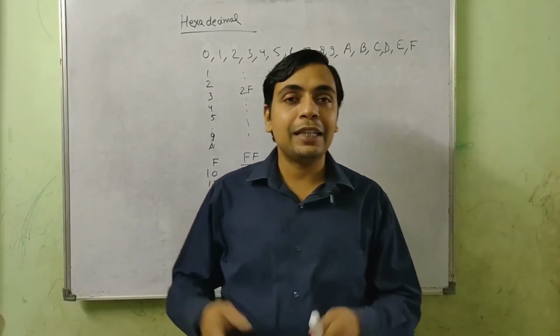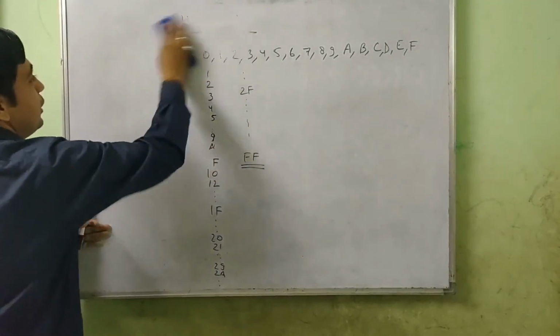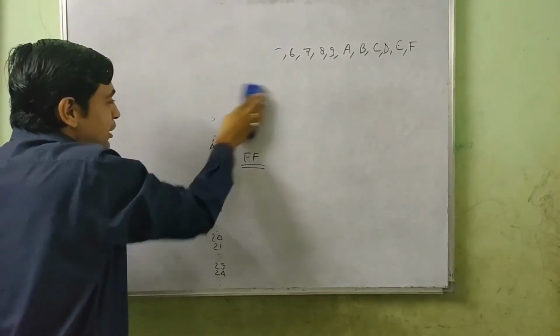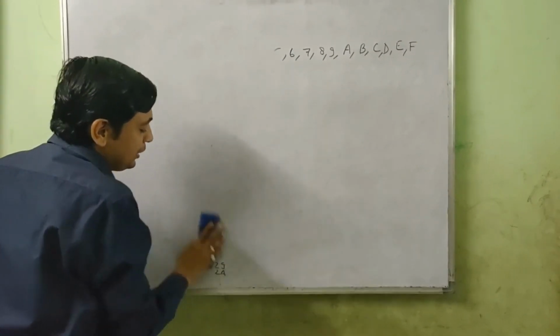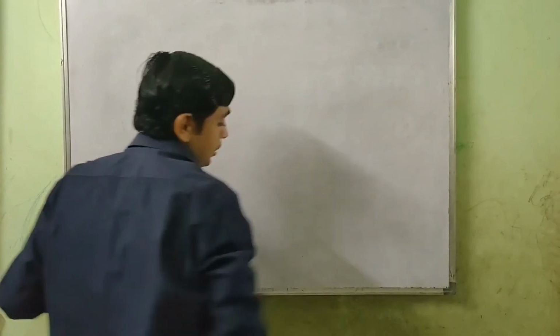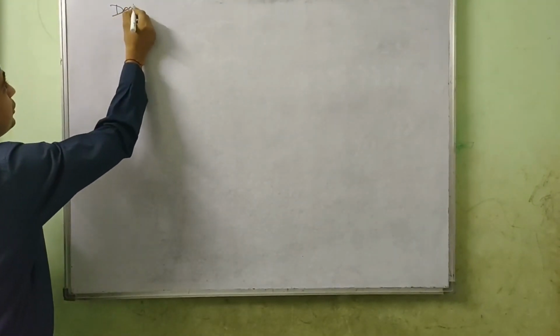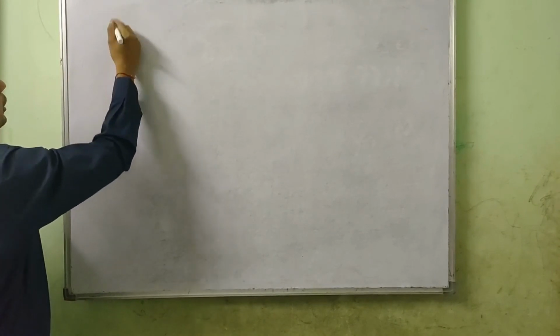Now let's see the equivalent values of different number systems. I am not going to tell much. I am going to tell the first 16 values only. So let's see. Let it be decimal. I don't know if it's visible.